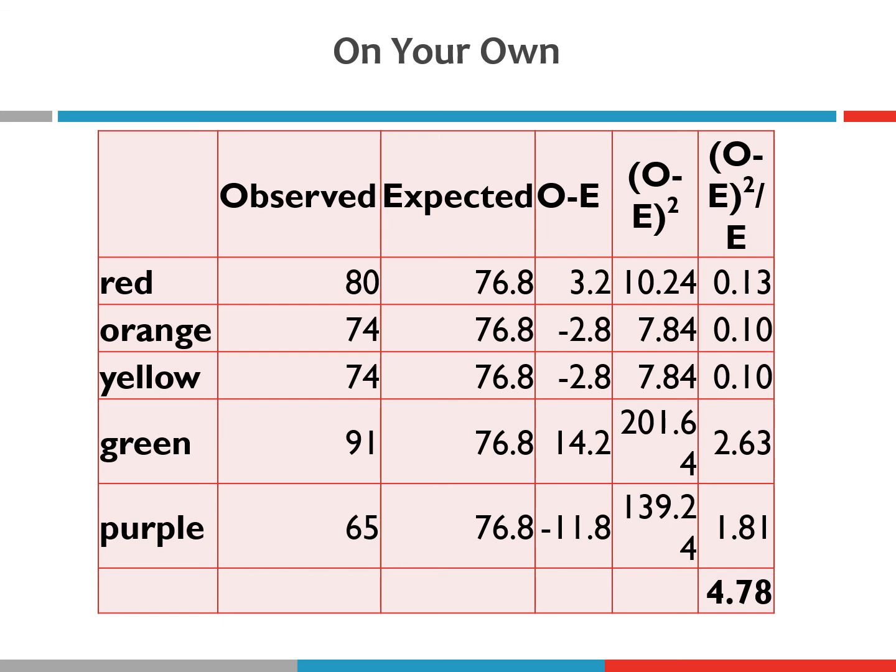And then the final step is we're going to add up all of the numbers in that last column for each of the 5 categories. So we're going to add up 0.13, 0.10, 0.10, 2.63, 1.81, and we get an obtained chi-square value of 4.78.